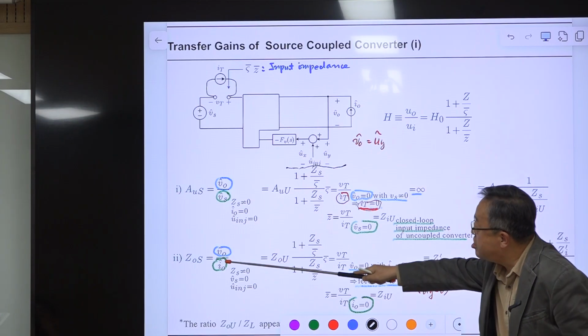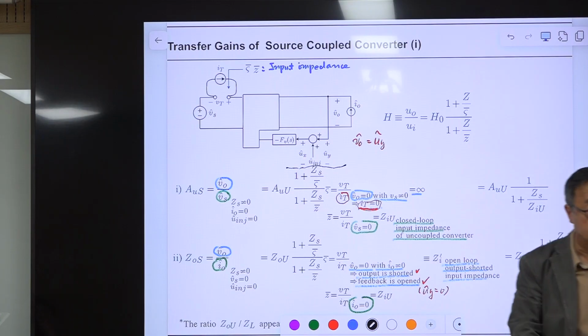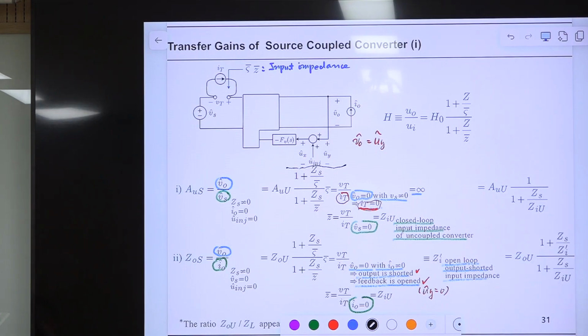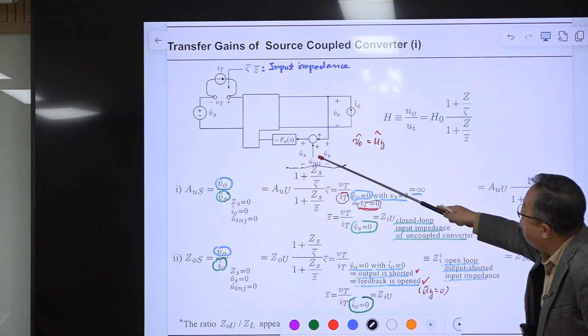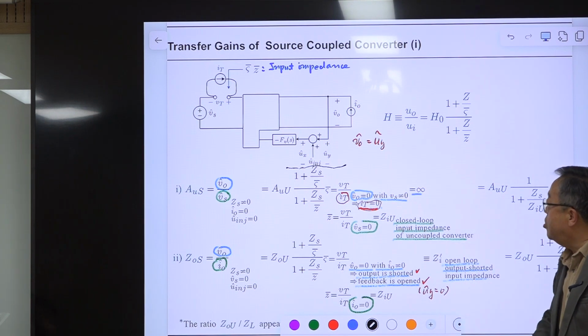That means IO is not 0. Then what does that mean? Output is shorted. And if this one is 0, Vy is 0. Then this Vx is 0.